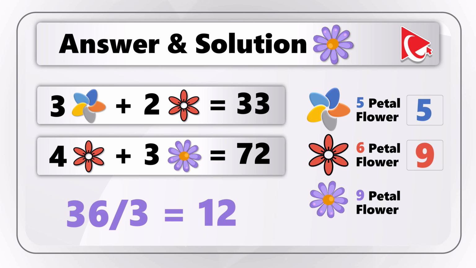72 equals 36 plus 3 9-petal flowers, which means 3 9-petal flowers equals 36. So the value of 9-petal flower is 12. So the correct answer here is choice C, 12.